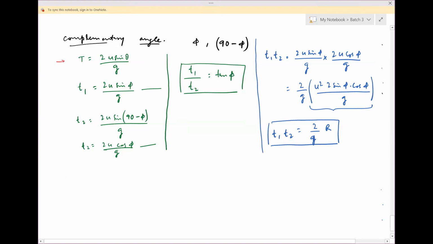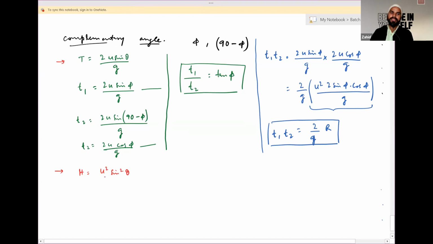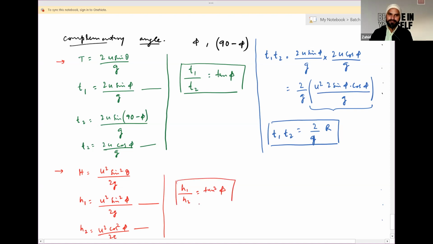Similarly, next is related to height. Height equals u square sine square theta divided by 2 times g. If you put the first angle to be phi, you'll get u square sine square phi divided by 2 times gravity. And if you put theta to be 90 minus phi, sine of 90 minus phi is cos phi. So it will be u square cos square phi divided by 2 times gravity. Now, if you divide these two terms, h1 over h2, you'll get tan square phi. First relation.